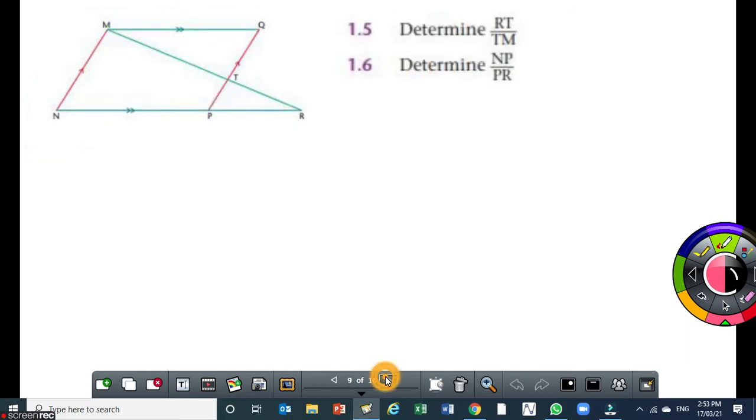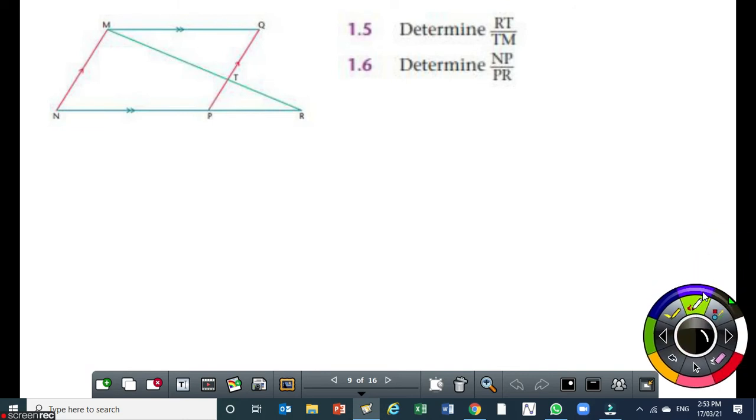Alright. The next question. It's still the same diagram. Okay? There are many questions from that diagram. 1.5 says determine the length of RT over TM. Right? For us to carry on, I need the information from the previous question. So we're told that MN is 24 units and TP is 9 units.